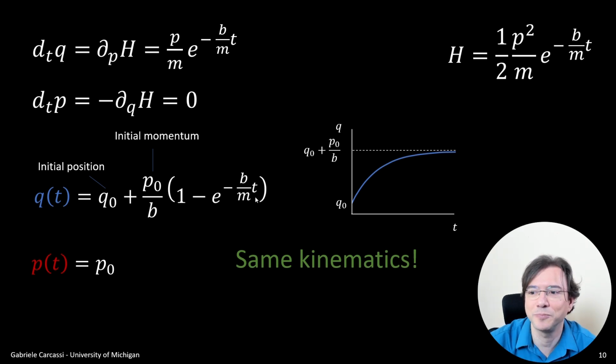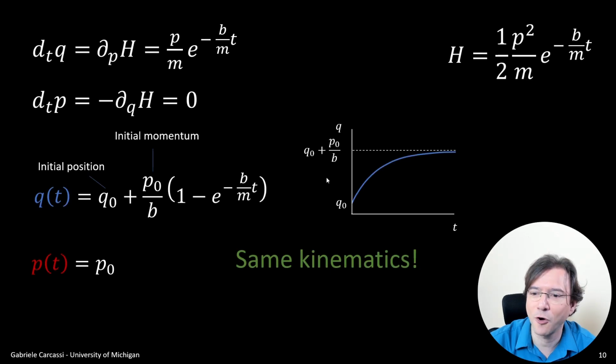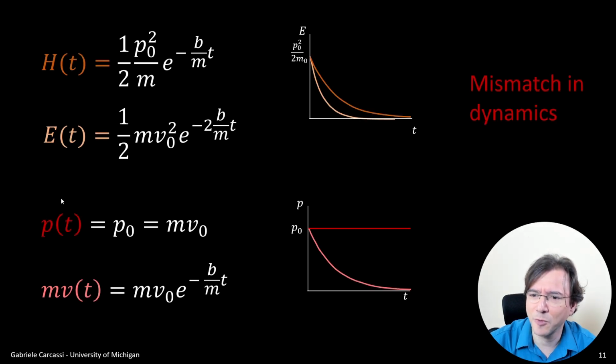So it seems to all be working fine, right? The issue is that there is a mismatch in the dynamics. I mean, if you saw before, here the momentum is constant. And this should be a puzzle. The momentum is constant while mv, the kinetic momentum, goes down like an exponential. And the Hamiltonian should be the energy, and the energy does go down, but it doesn't go down as fast as the actual energy does. So there is a mismatch in the dynamics.